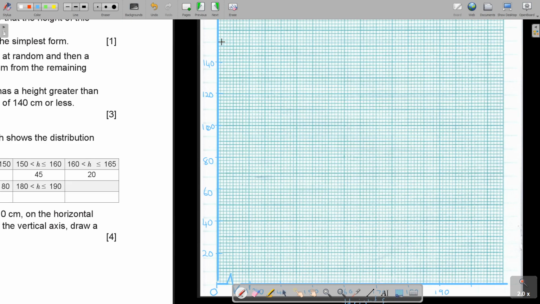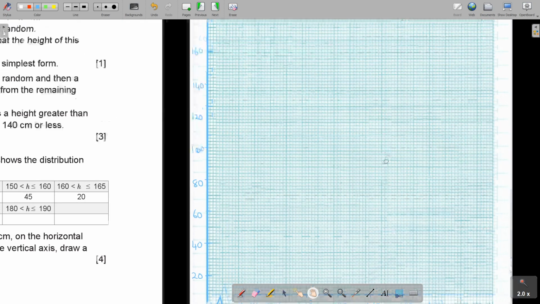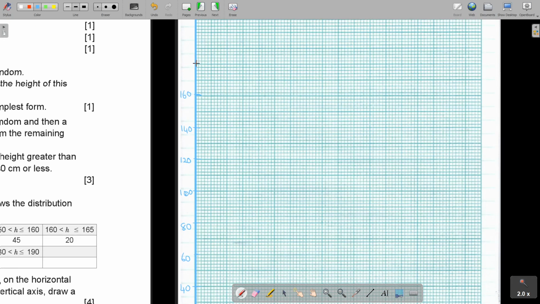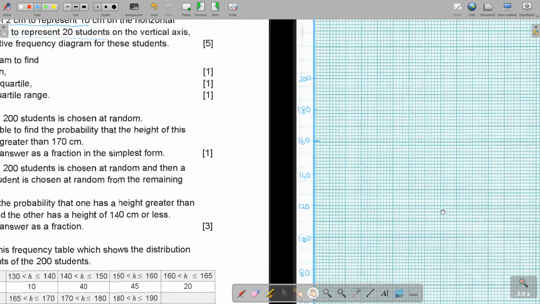140, and this, let's go back, this is 160, then 180, and then 200. Okay, and now my scale says, and now I'm going to plot my points. So let's just go back, and I plot my points.